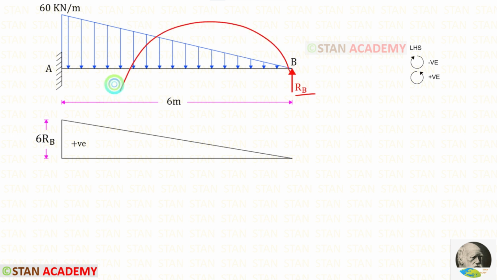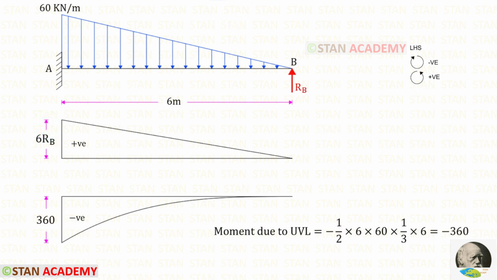RB is acting in the anti-clockwise direction so that it will be positive and the distance is 6. 6 into RB, it will be 6RB. The UVL is acting in the clockwise direction so that it will be negative. To find the moment, we have to multiply the area with the centroid distance.